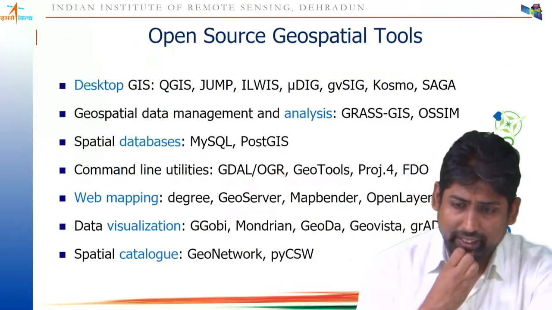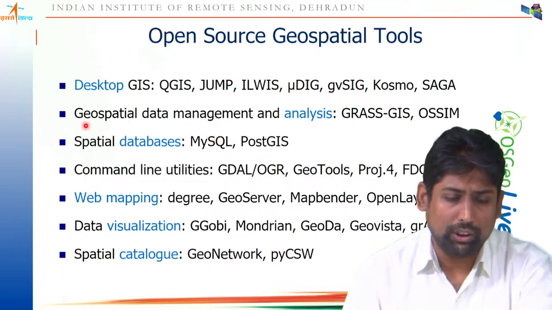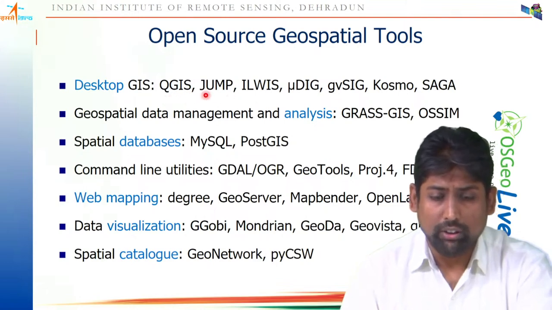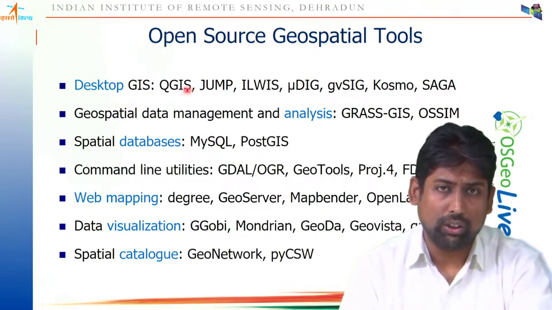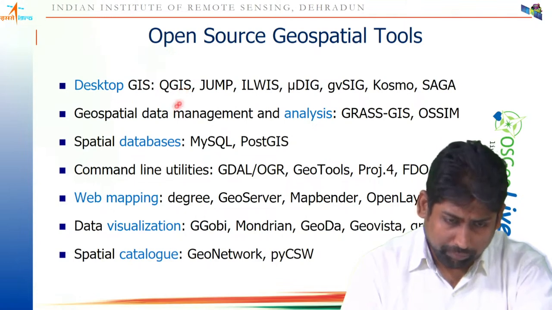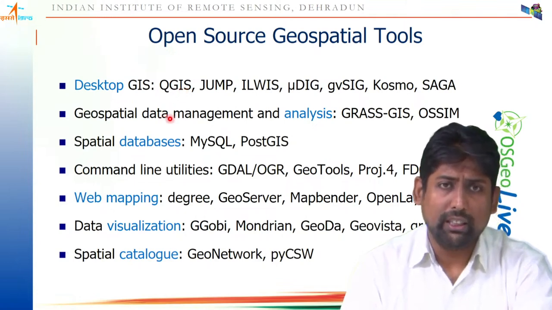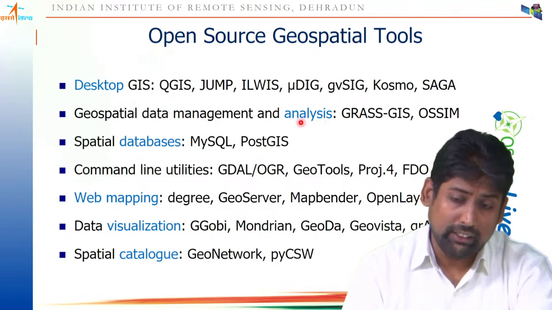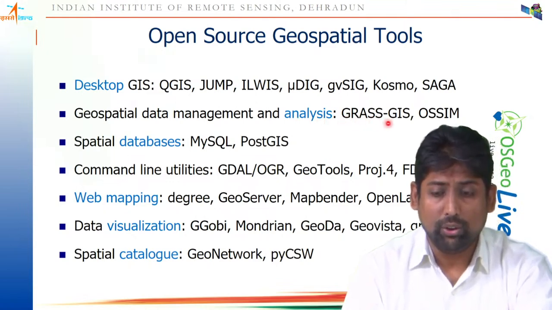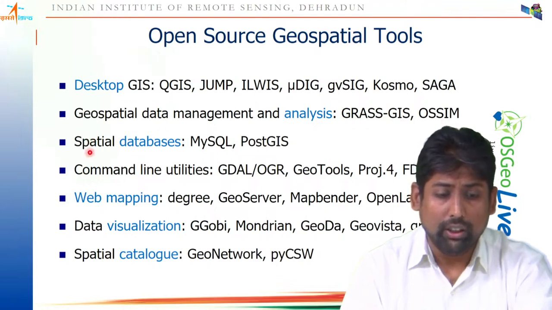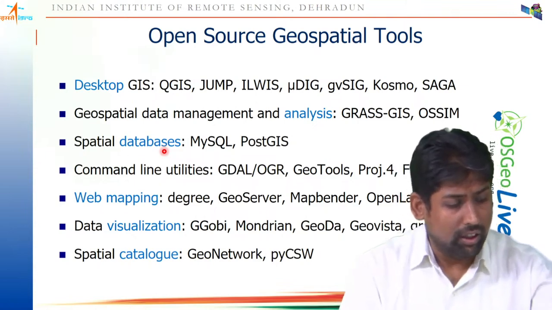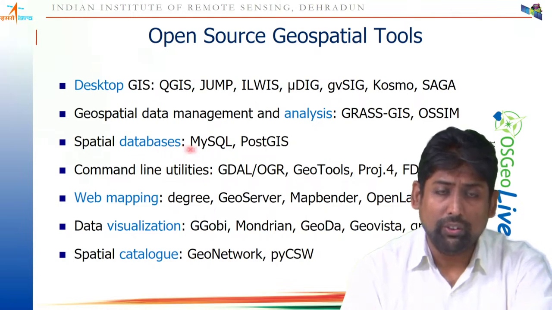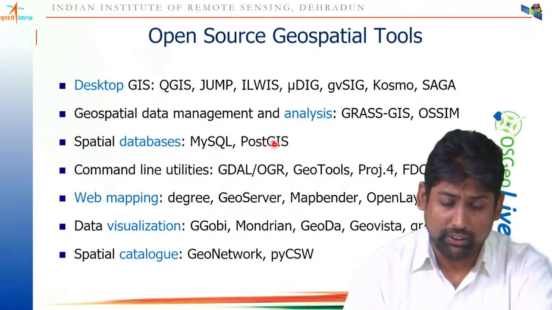So, to summarize, there are many open source geospatial tools available today. In the desktop GIS environment, there's QGIS, which is very popular, Jump, Ilvis, UDig, GVSIG, Cosmos, Saga. These are also some other important softwares. If you are more interested in data management and advanced analysis of the data, I'd suggest that you look at Grass GIS and Awesome. If you have large amounts of data and you are interested in doing spatial analysis on a database management system, you will need to look at MySQL or PostGIS.